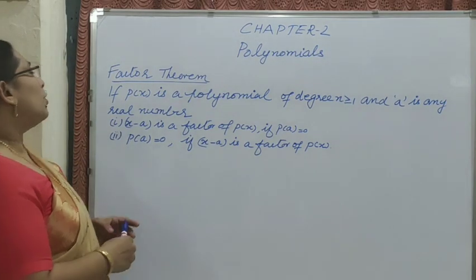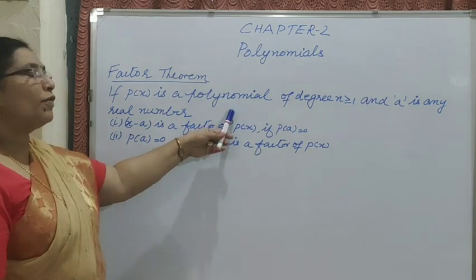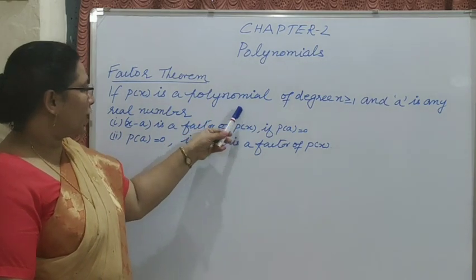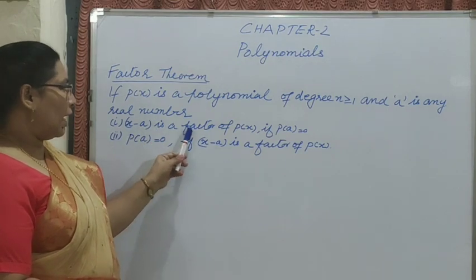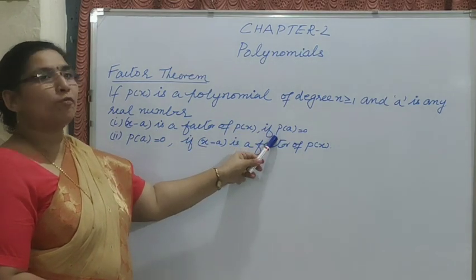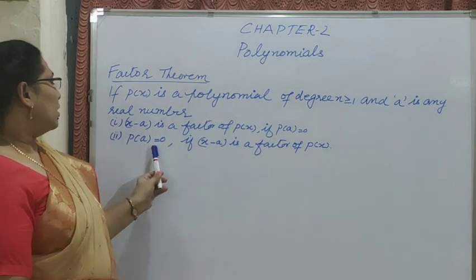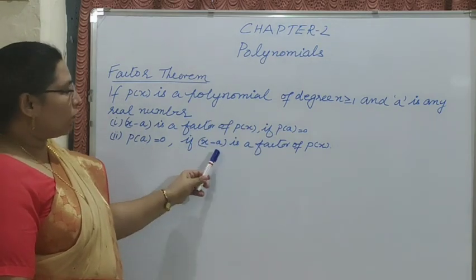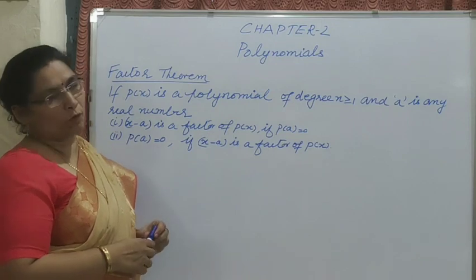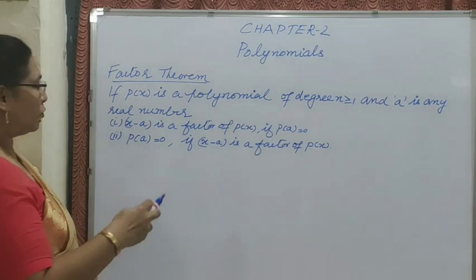Once again, p of x is a polynomial of degree n greater than or equal to 1 and a is any real number, then x minus a is a factor of p of x if p of a equals 0. Then the second part, that is the converse statement, p of a equals 0 if x minus a is a factor of p of x. How can we do this proof?